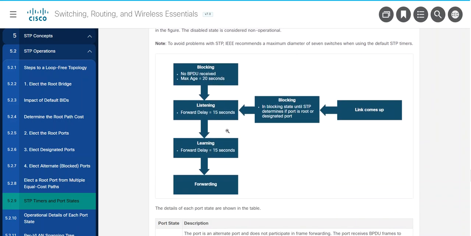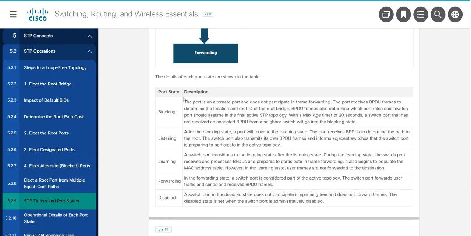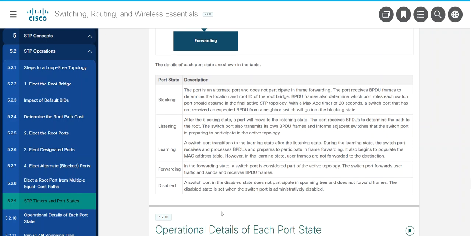So these are the different states that I was referring to earlier when I was talking about the blocking, listening, learning, and forwarding states. So this is the process that all of your ports will go through when they boot up. And this gives you a definition of that. And it's important that you know those. So the only one that I didn't mention was disabled. So a disabled port doesn't participate in the spanning tree process. It doesn't forward frames at all. It's administratively disabled, such as, you've gone and issued a shutdown on that.